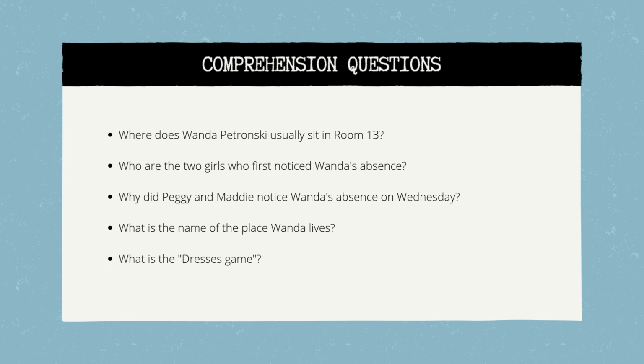Next question. Who are the two girls who first noticed Wanda's absence? The answer is Peggy and Madeline, also known as Maddie, are the two girls who first noticed Wanda's absence. Here's another question. Why did Peggy and Maddie notice Wanda's absence on Wednesday? The answer is they noticed Wanda's absence on Wednesday because her not being there made them late for school as they waited for her to tease her.